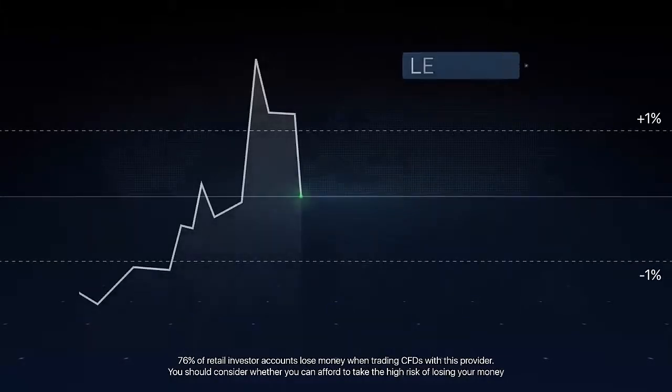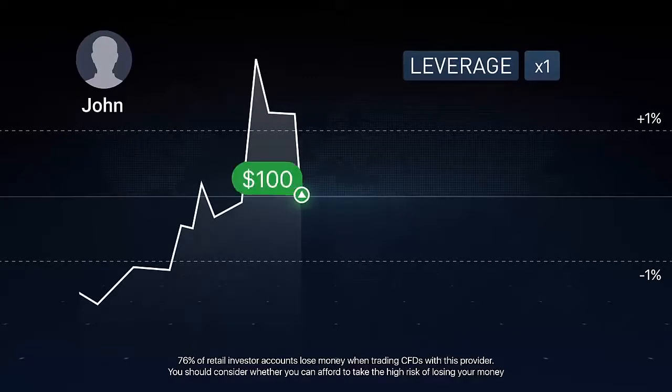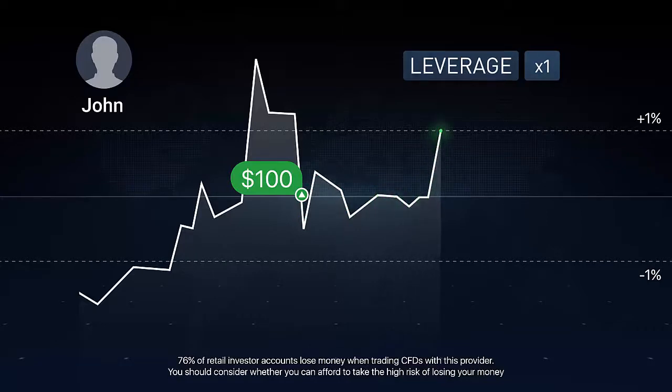Let's study two examples. John has decided to open a CFD position and invest $100 in stocks of Company A, expecting them to grow in price. John uses the 1-to-1 leverage, which means that his profit will increase by 1% if the stock price grows by 1%. So if his forecast is right, John will gain $1.